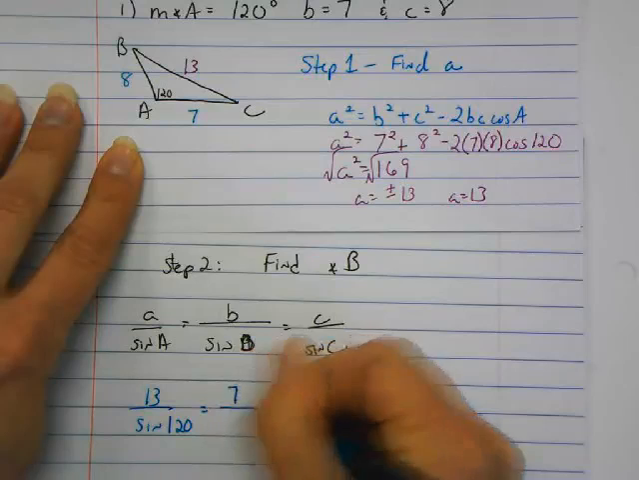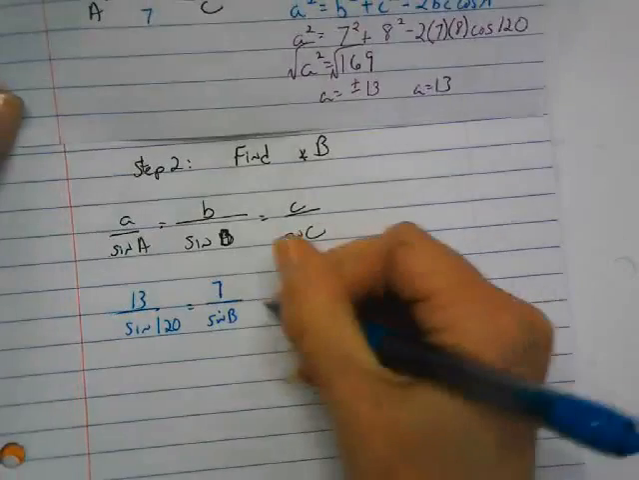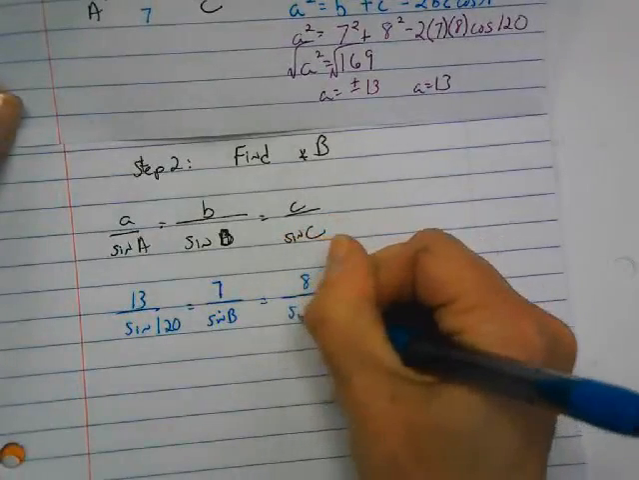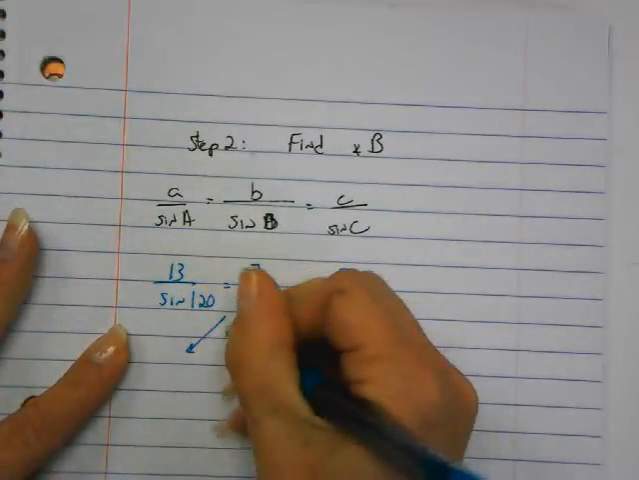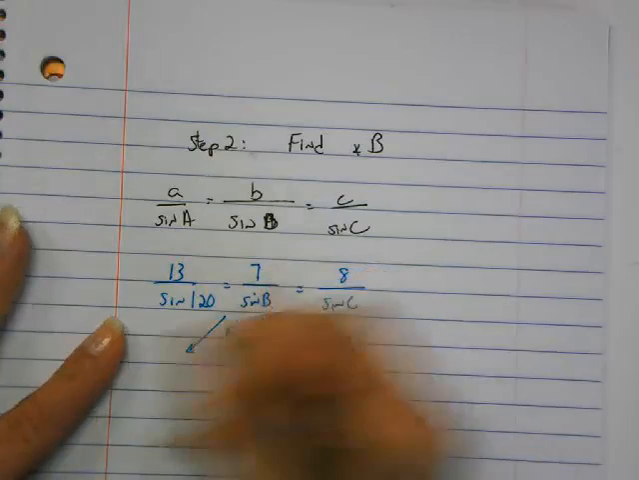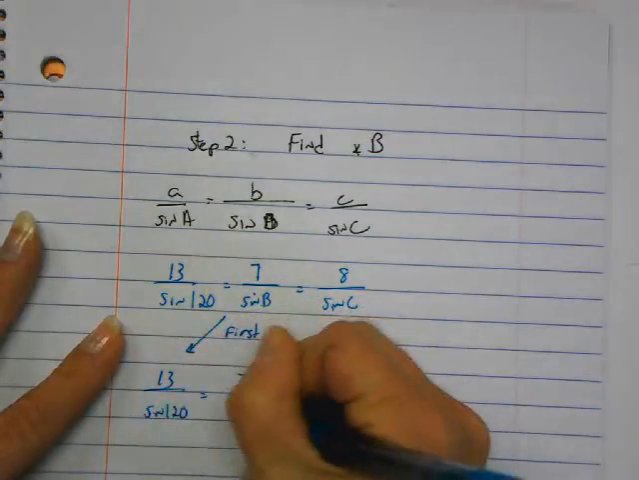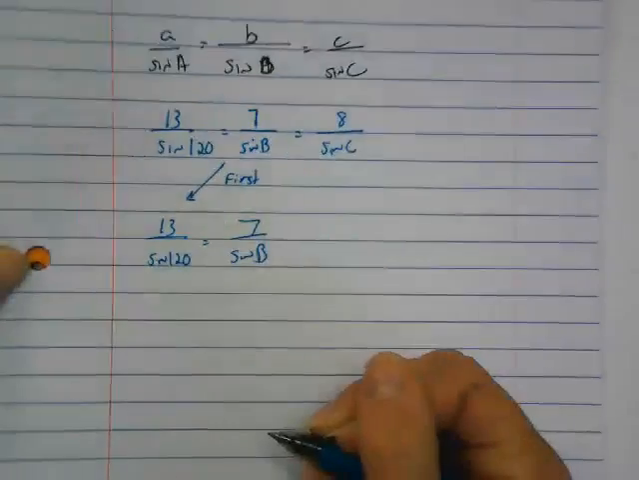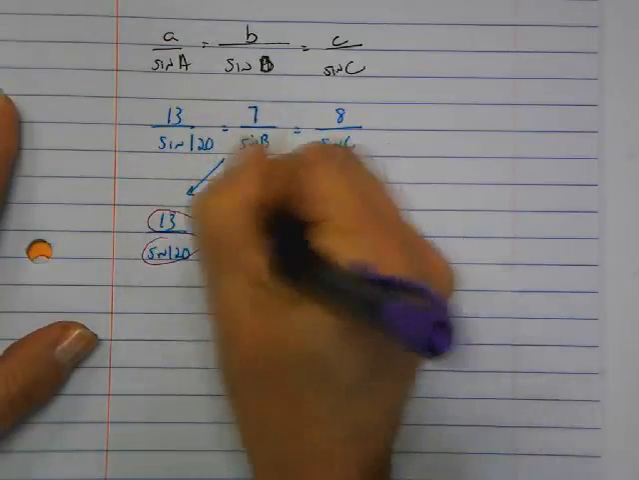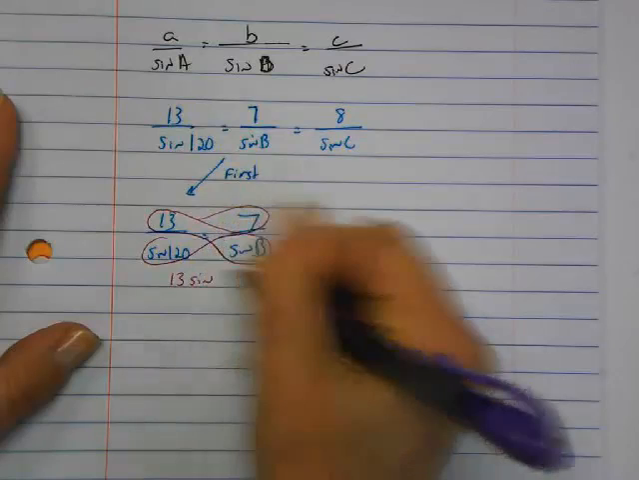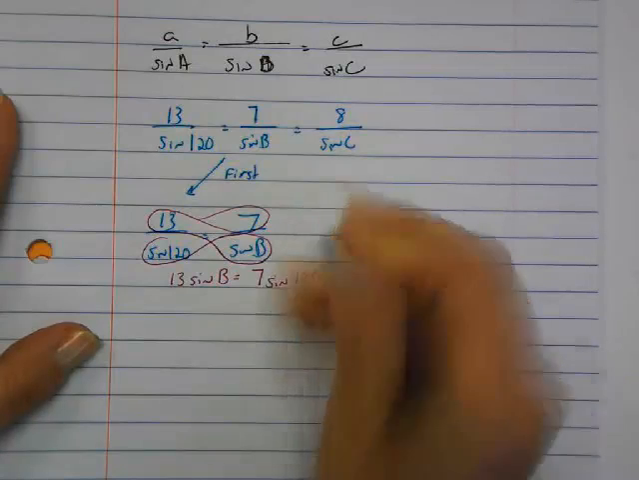So I get 13 sine of B is equal to 7 sine of 120. You're trying to get B by itself, so the first thing we're going to do is divide by 13. So I get sine B is equal to, let's type this into the calculator, 7 sine 120 divided by 13. And I get 0.4663.